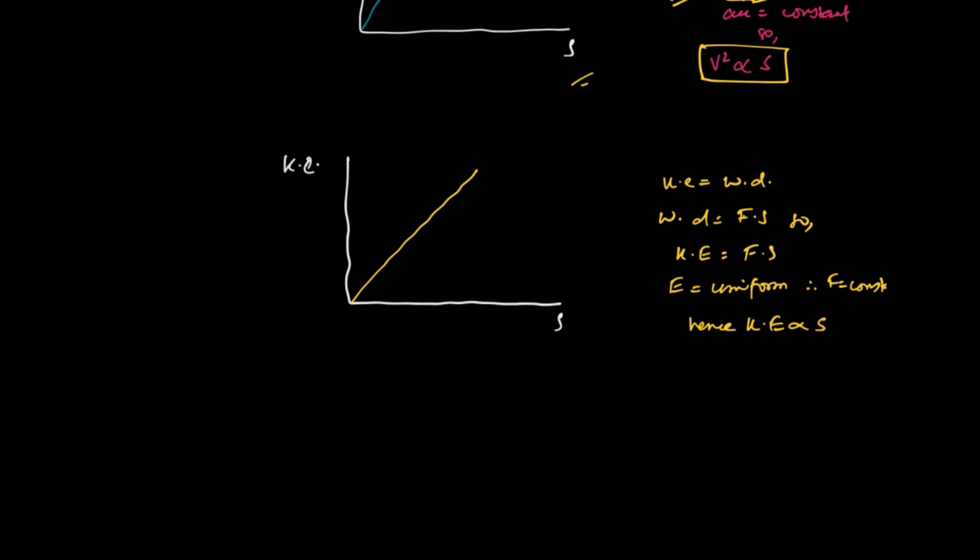And lastly, the graph of kinetic energy with displacement. We already discussed in the previous part that kinetic energy is equal to the work done, and work done equals force into displacement. So kinetic energy could be related to the force into displacement formula. And since force is constant, because again the electric field strength is uniform, we could easily apply proportionality: kinetic energy is directly proportional to my distance or displacement.